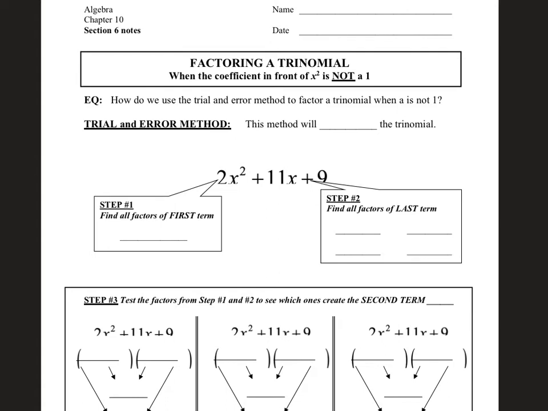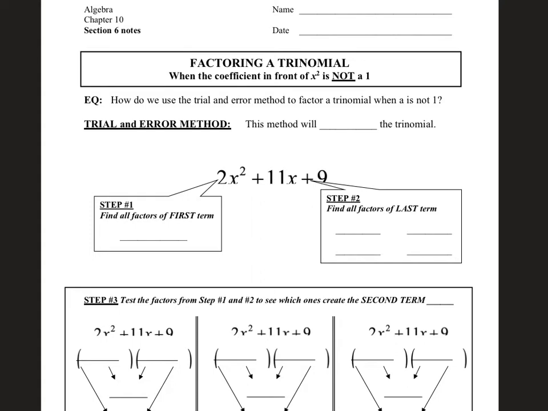We're continuing with chapter 10, which is all about factoring. Today's lesson is factoring a trinomial when the coefficient in front of x squared is not a 1. So when a is not equal to 1. Our central question is, how do we use the trial and error method to factor a trinomial when a is not 1? All right, so let's get right into it here.